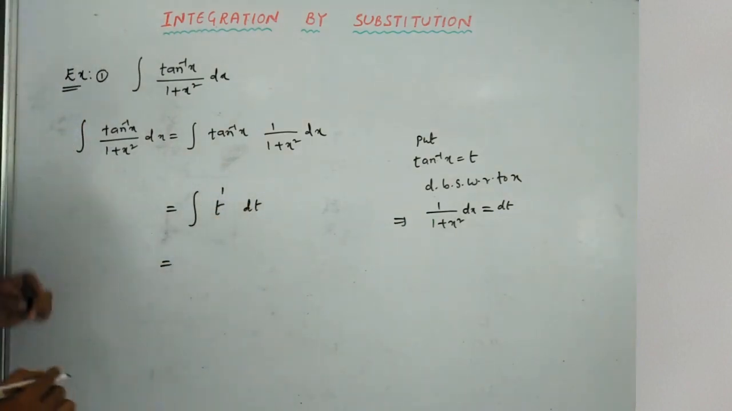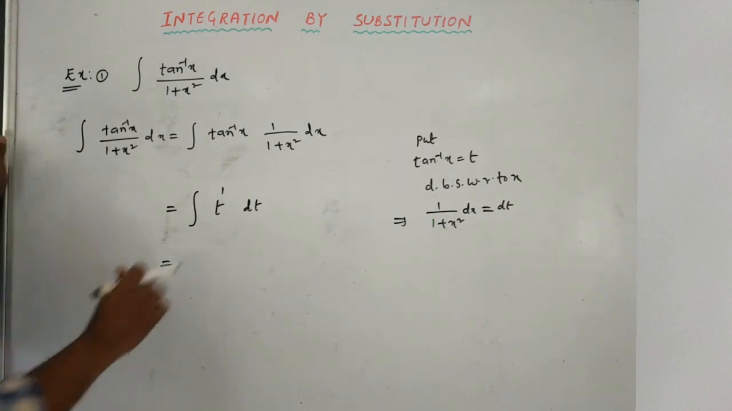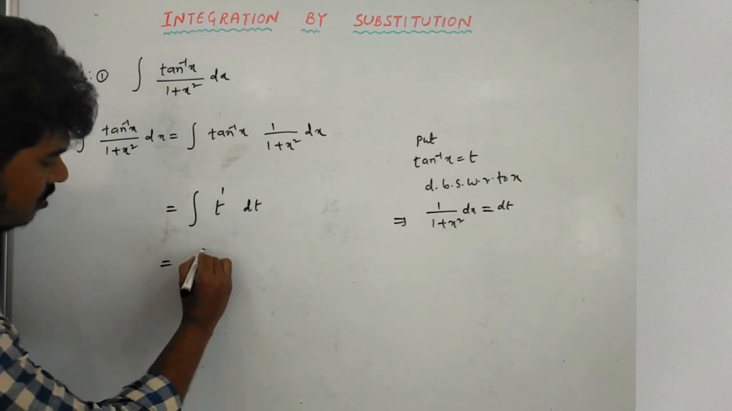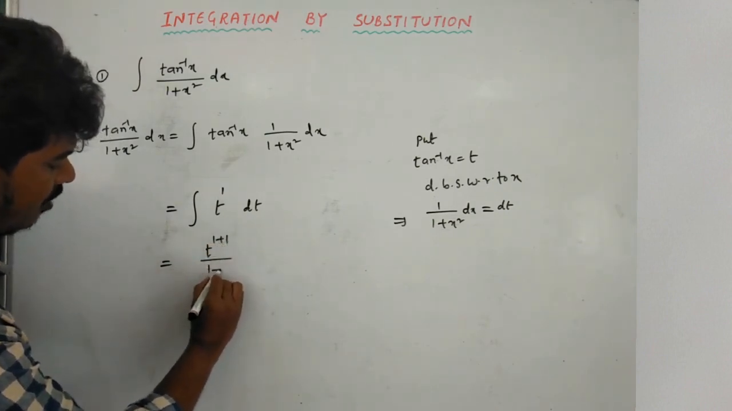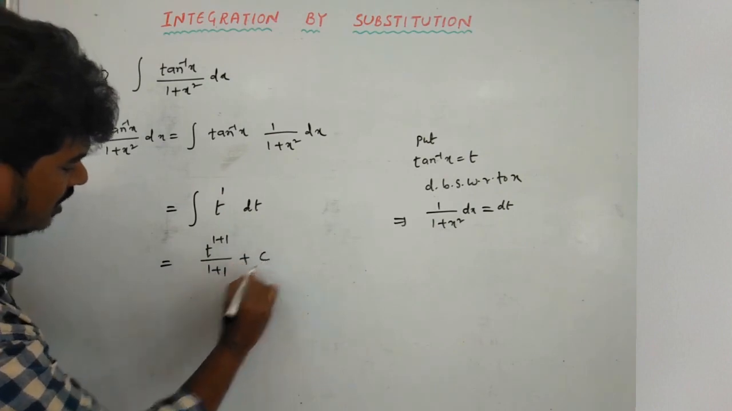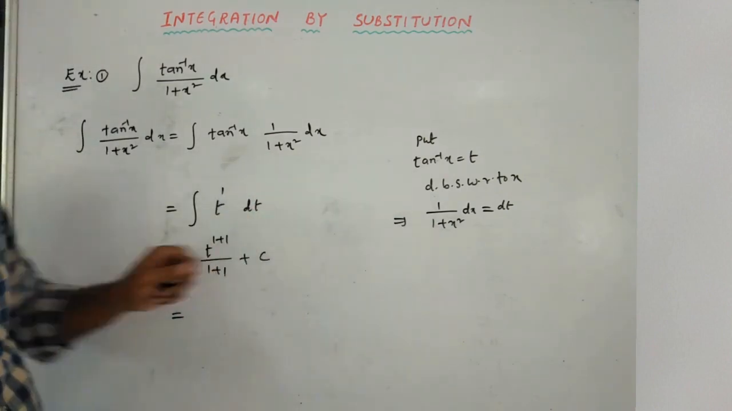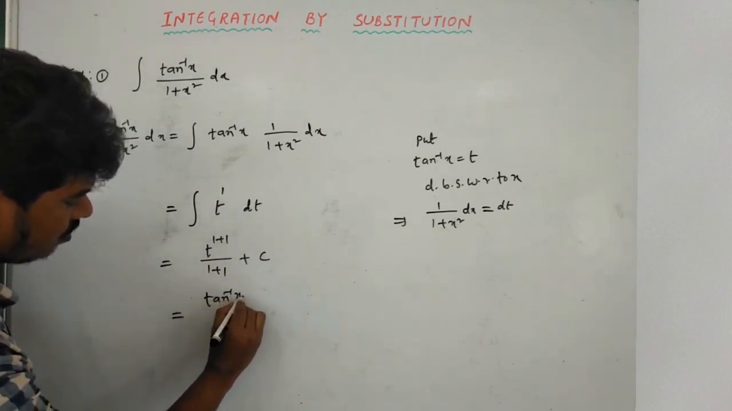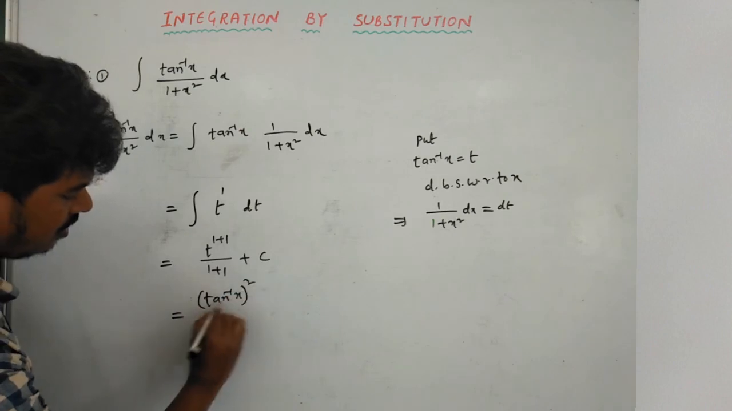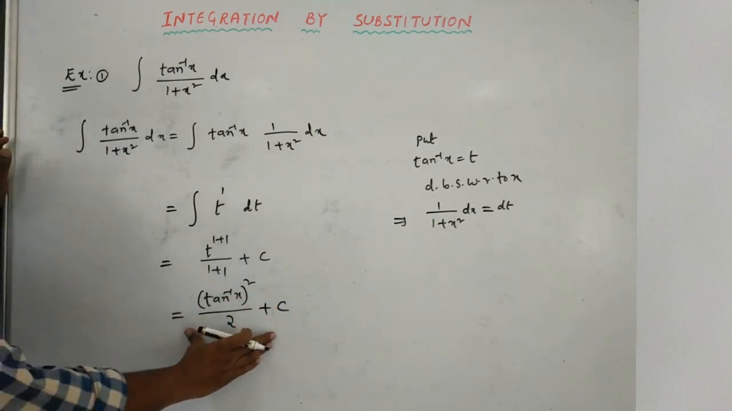Already we know that the integral of x to the power of n dx equals x to the power of n plus 1 divided by n plus 1. In the place of n we have 1. So what can we write? t to the power of 1 plus 1 divided by 1 plus 1 plus c. Here t means tan inverse x. So tan inverse x whole square divided by 2 plus c is the answer of this one.